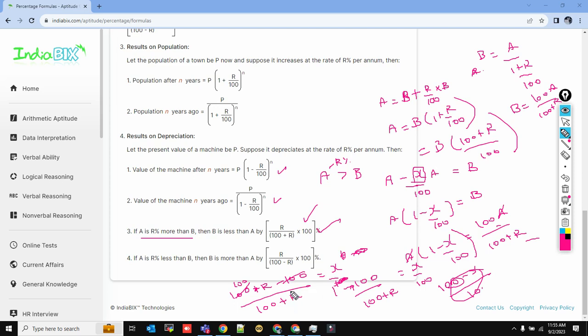It's always better to see how this formula comes. Even if you memorize it, you will forget it while solving, so it is better to know how it came. So if one quantity is more than another quantity by R percent, then the other quantity will be less than the first by this much percentage. Similarly, you can prove the other one also. If A is less than B by R percent, then B will be more than A by the same expression, but instead of plus, it comes minus here.